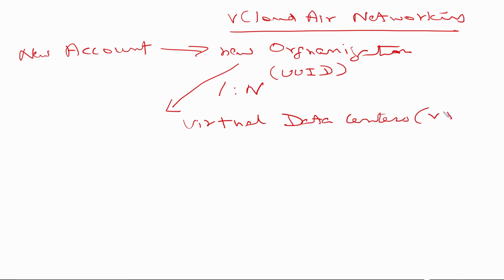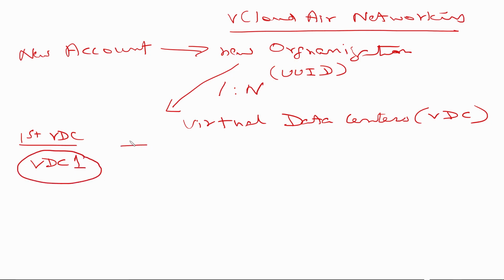Which are called VDCs. Now you get the first VDC created for you, and its name is VDC1 in vCloud Air. So you get this VDC automatically. You can obviously add more VDCs, virtual data centers, to your organization, because it's a one to many.